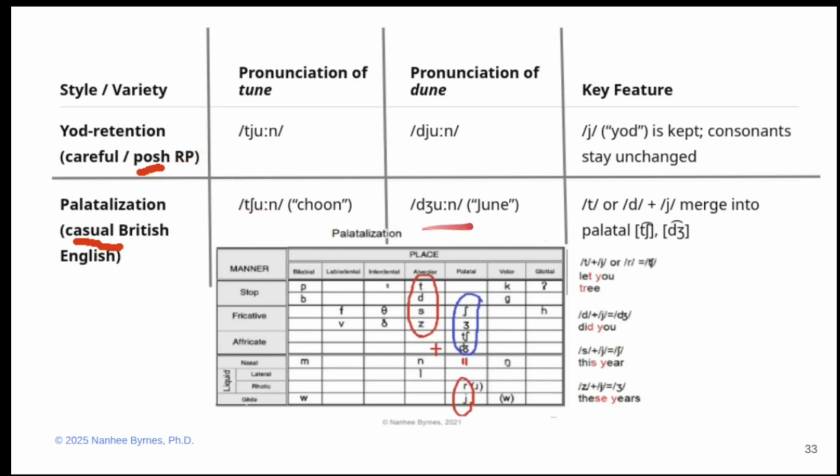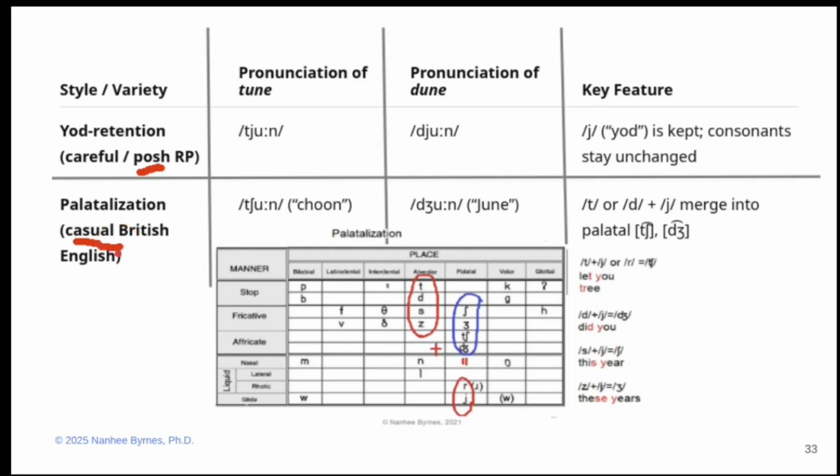That's palatalization. In some varieties of British English, instead of keeping the yod sound fully, t or d and the y are combined to make the palatal sounds ch or j. So toon becomes tune, like tune, and doon becomes June, like June. This happens more in casual British English. So there is a difference between posh English and casual English in British English.